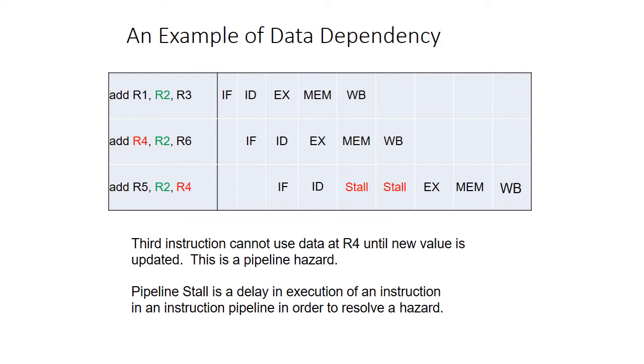So here a stall happens. The third instruction cannot use data at R4 until the new value is updated. This is a pipeline hazard, and a pipeline stall is a delay in execution of an instruction. So if there is any dependency of one instruction on another instruction, that's called a data hazard for the specific register. And the waiting time or the delay time in execution for the data hazard is called the pipeline stall.